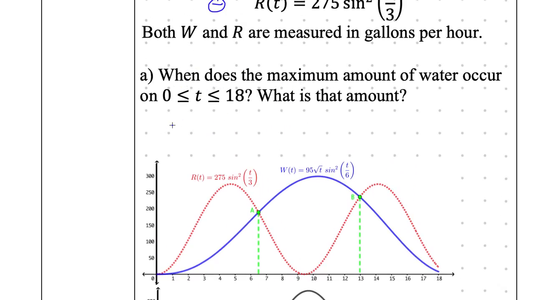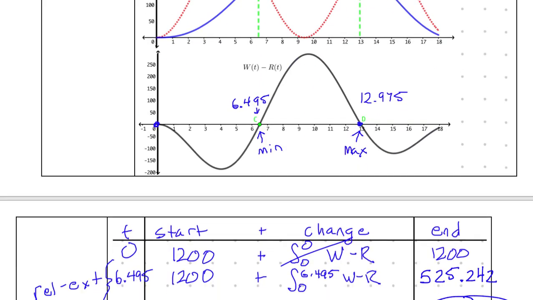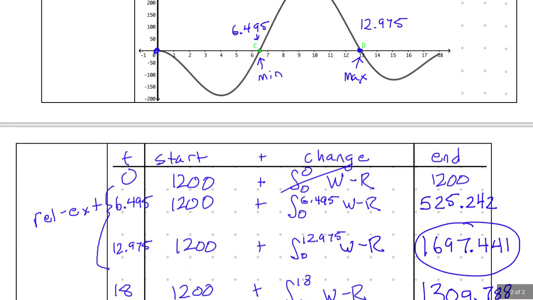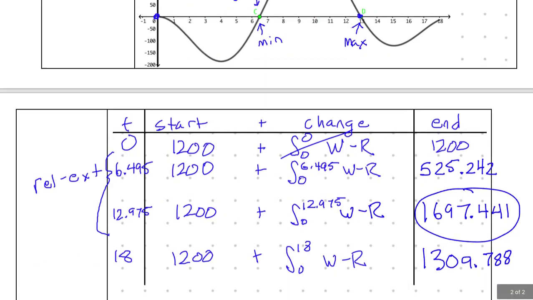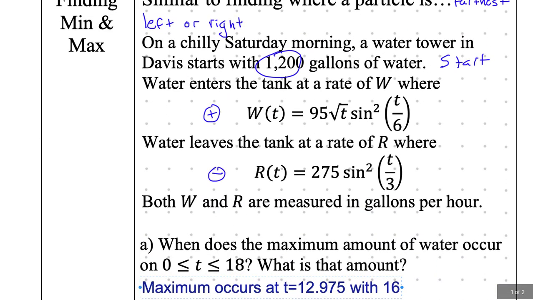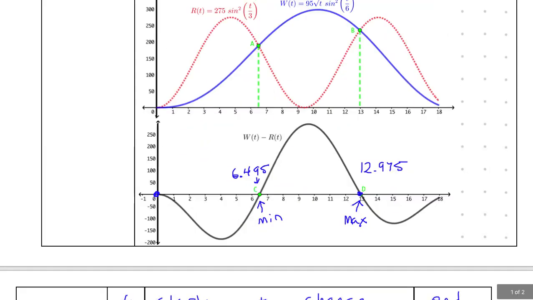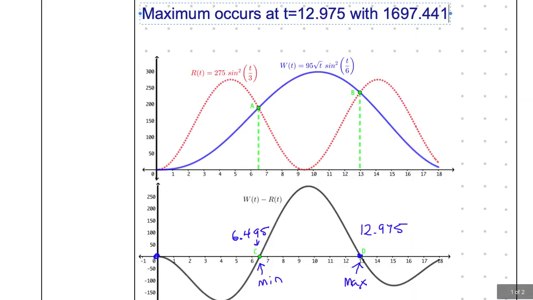It's asking both. So it happens, I'll type this in here. Change this to blue. So the maximum occurs at t is equal to 12.975, with, I'll just say, the amount 1,697.441 gallons.